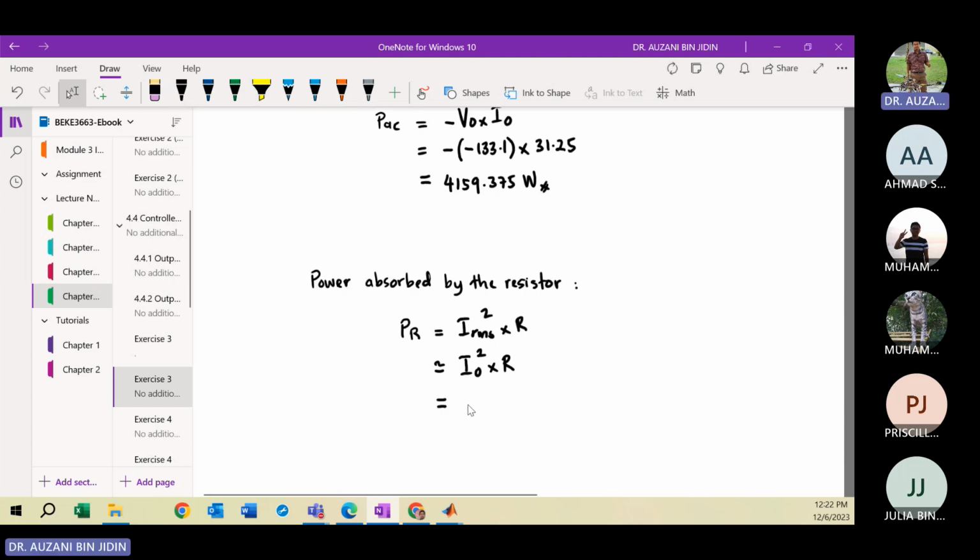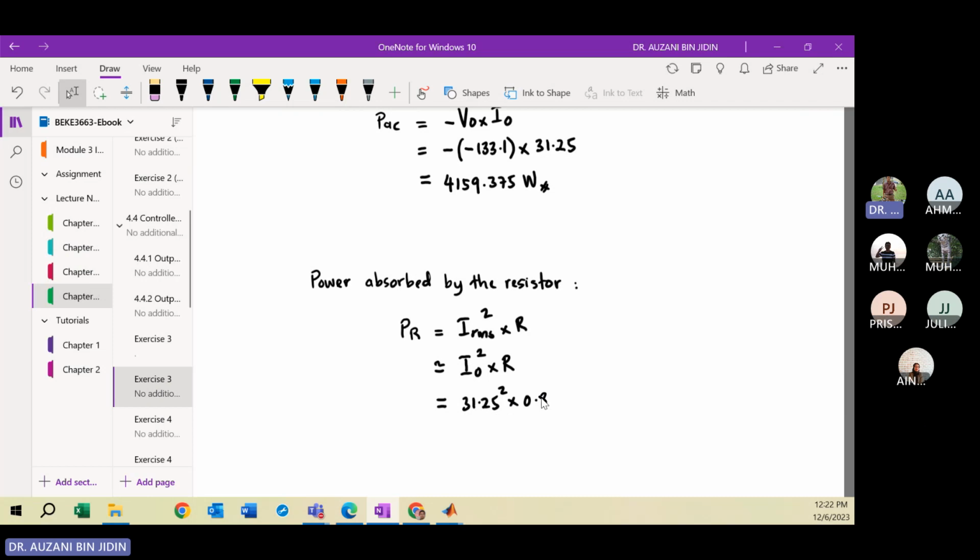So here you get what? 31.25 multiplied by 0.86. $625 watt. Okay.